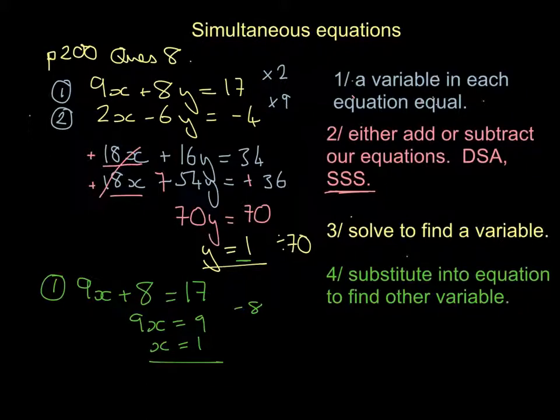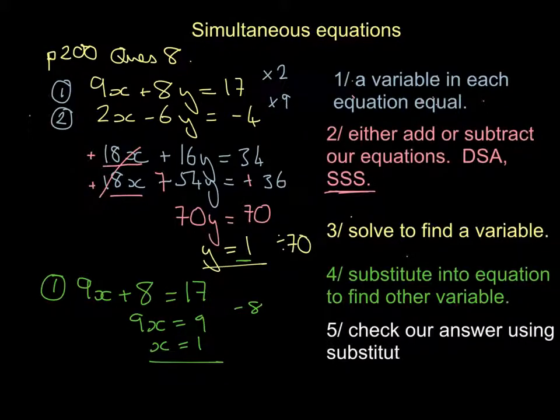Final step. Fifth and final step is to check our answer using substitution. Now, I'm going to substitute into the equation I've not yet used. I used equation 1, so I haven't yet used equation 2. So I substitute into that. Let's try it. 2 times 1, which is x, minus 6 times 1 equals, 2 1s are 2, minus 6, well, that's minus 4. What did I want it to equal? Oh, minus 4. That means I've got the question correct.